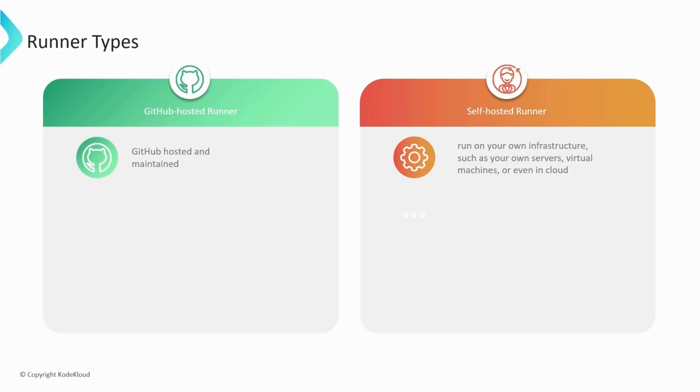Whereas self-hosted runners are set up and run on your own infrastructure, such as your own servers, virtual machines, or even cloud. So you'll have full control over the environment, but you're also responsible for setting up and maintaining these runners. The second one is about the instances. When you talk about the GitHub hosted runners, they by default provide a new clean instance for each and every job execution. And in the self-hosted runner, we can run multiple jobs on the same machine.